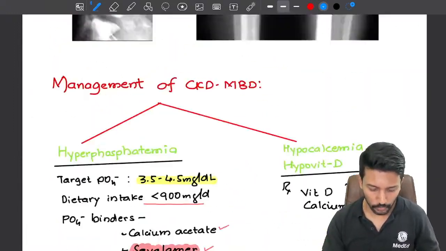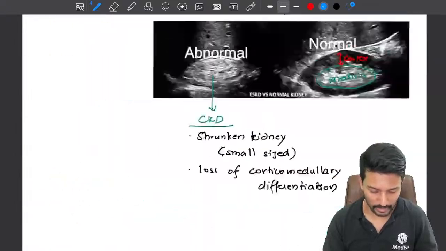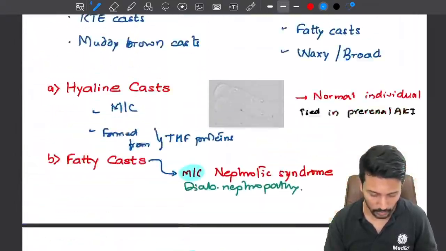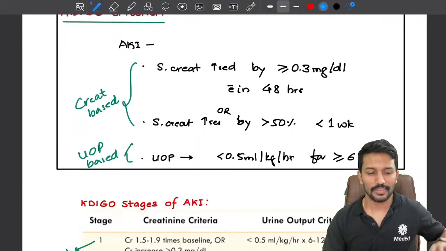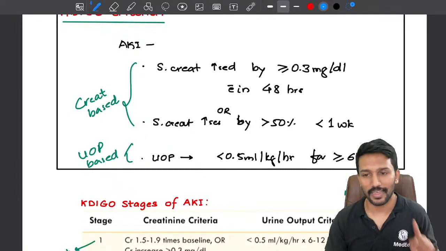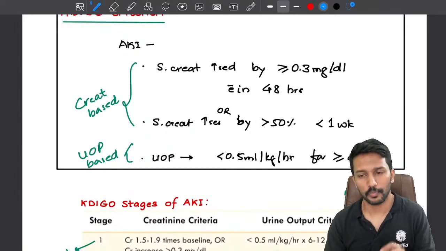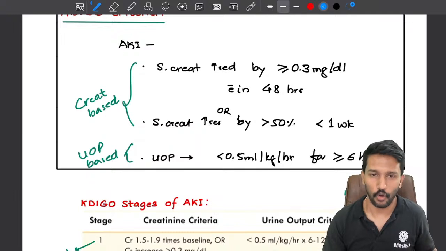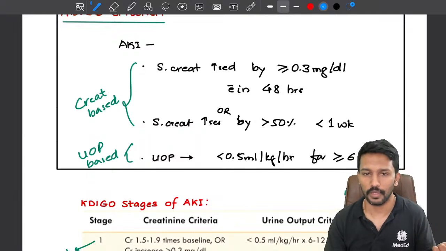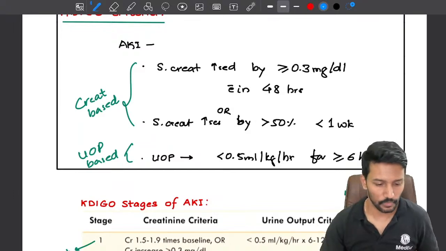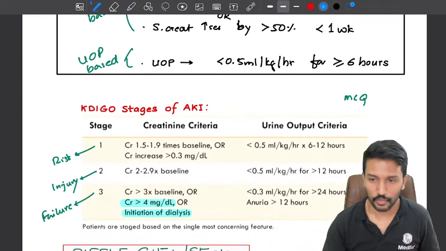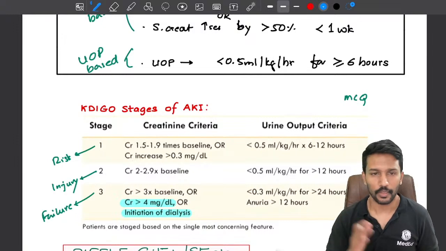So before I wind up for today, just a quick summary of all these staging, because I'm expecting one question this time. So staging wise, acute kidney injury is defined as serum creatinine rise by more than 0.5 milligrams per deciliter within 48 hours, or by 50% within 1 week, or urine output less than 0.5 ml per kg per hour for 6 hours or more. That is how we define the case as acute kidney injury.